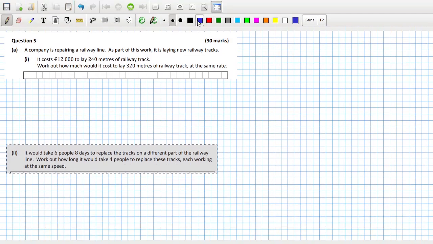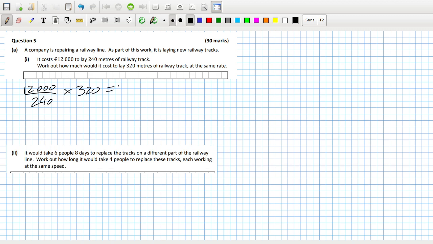Right, let's see now. Company's repairing a railway line. As part of the work is laying new railway tracks. It costs 12,000 to lay 240 meters of railway track. Work out how much it would cost to lay 320. Well, we divide by 240 to work out the cost for 1 meter, and then multiply by 320. So that should be a bit more, 16,000.